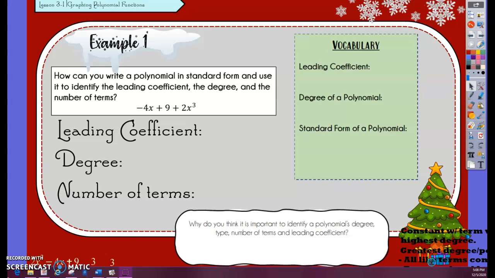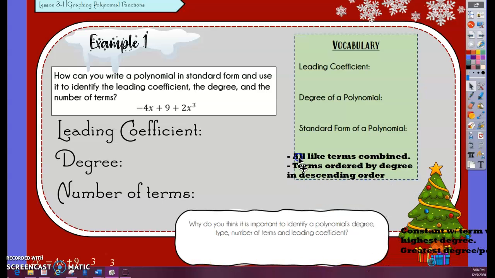A lot of this section is vocabulary. So we have some key terms here. We look at this function, negative 4x plus 9 plus 2x to the third. Maybe it bothers you a little bit. Normally we write these in a little bit different order. Let's see if it makes sense to you. So they would say, let's rewrite it in standard form.